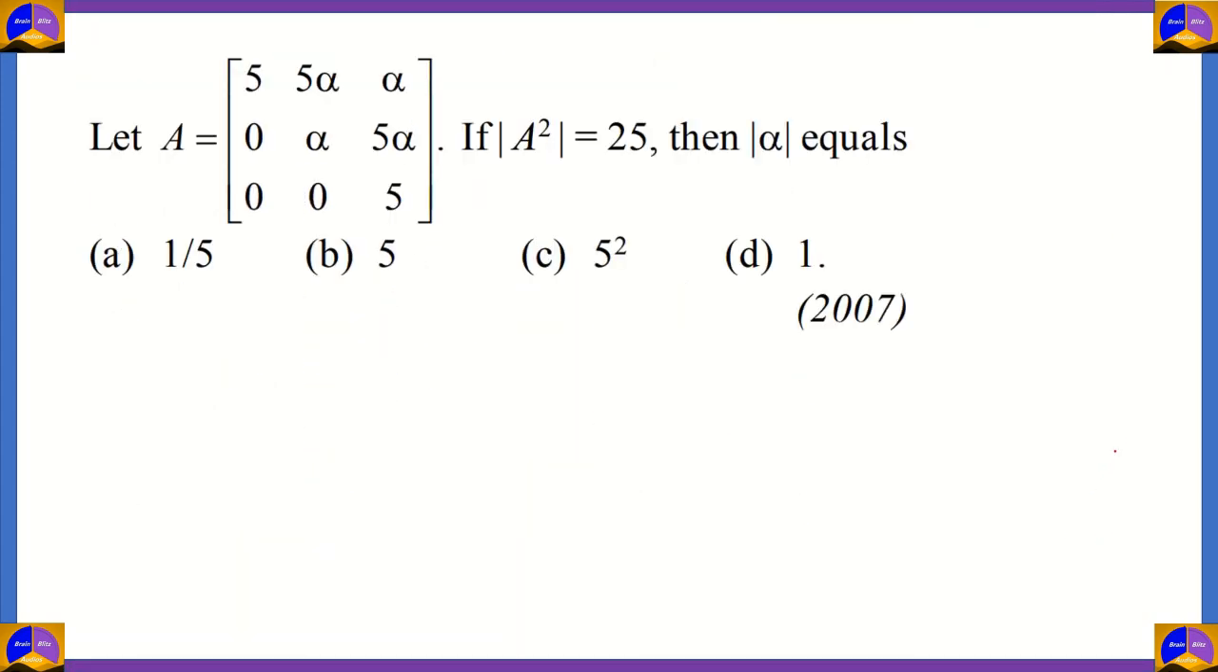Now, we are in the final question of this episode. Let A be the matrix given. If the determinant of A square is 25, then we need to find out the modulus value of alpha. Now remember, although they have the same symbol, this is different. This is the determinant, because here the capital A is a matrix, so when this symbol is present before the letter of the matrix, it's for the determinant. However, these two lines represent the modulus. So we need to find out the modulus of the term that is present in the matrix, which is alpha.